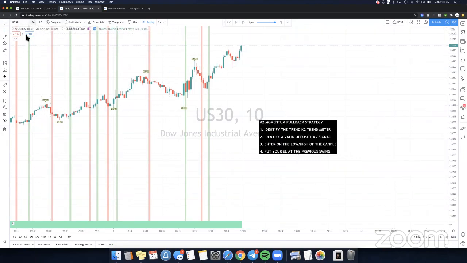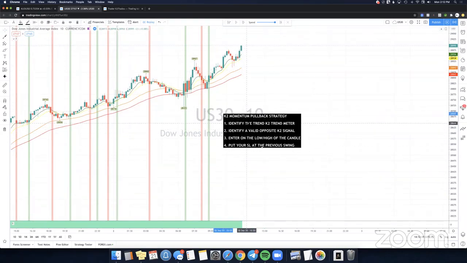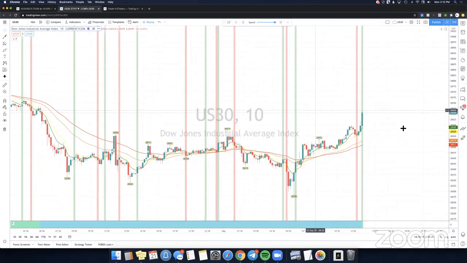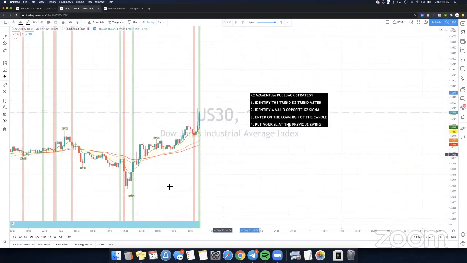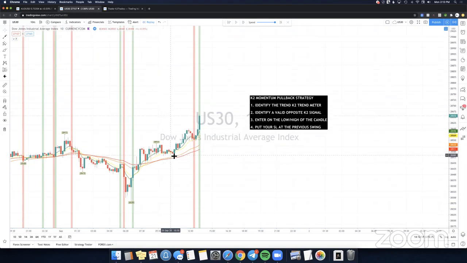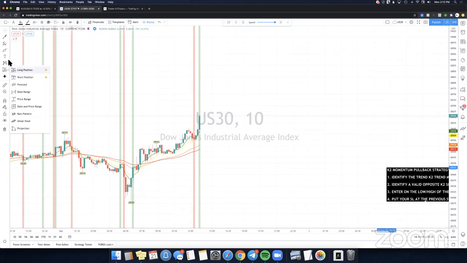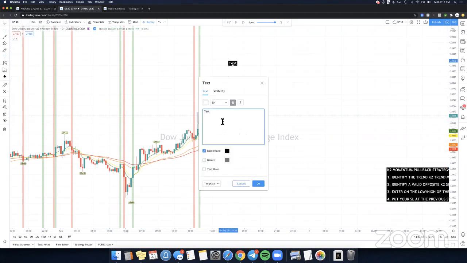Let me see. So usually when I scalp, I use the pivot strategy. So I'll just show you right here. Let me pull this back over here. And then, so if you're scalping, you're not going to use the trend meter. You're just going to use the pivots and then the momentum indicator. So let me show you the breakdown for that one. So this is going to be the K2 pivots scalping strategy.